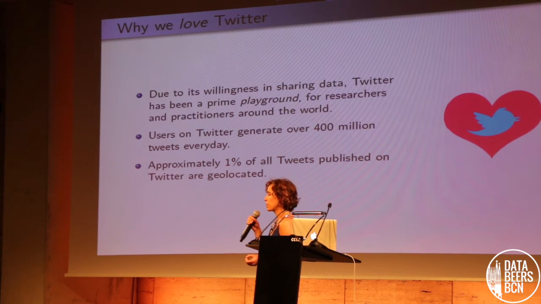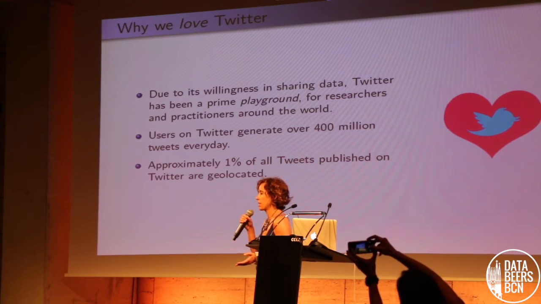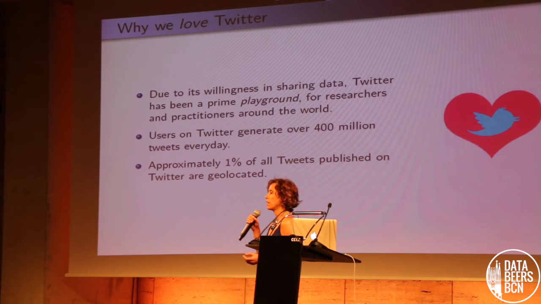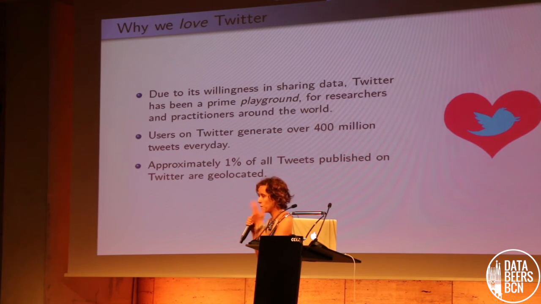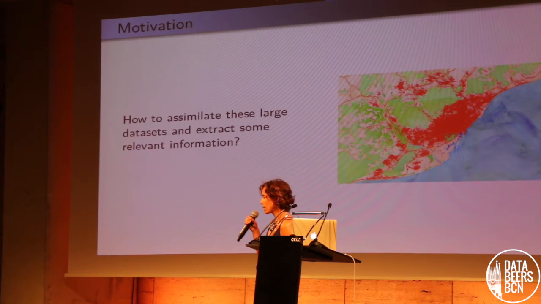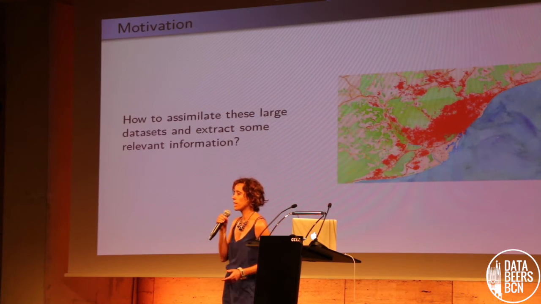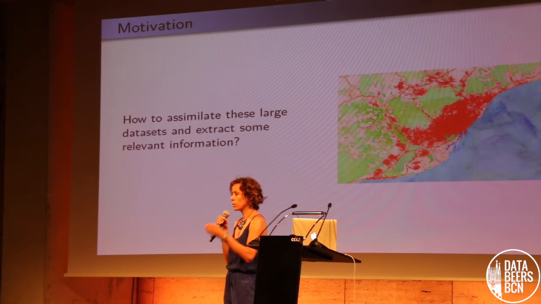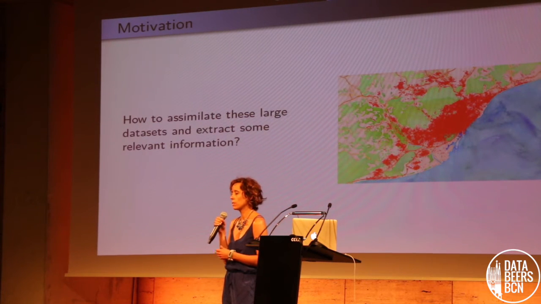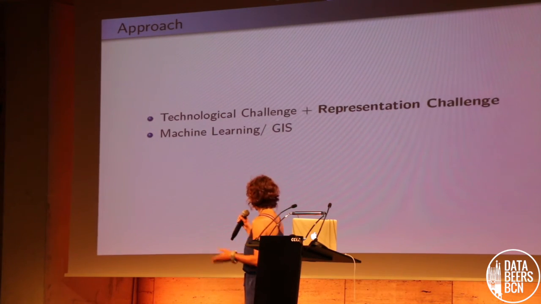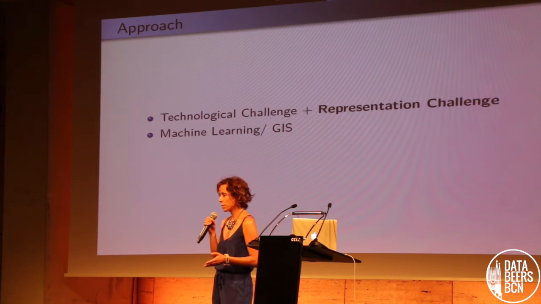And this raises an important question: how to assimilate these sometimes huge data sets that could be easily perceived as noise by the human eye, and extract from them something which is relevant. I think here we have two challenges in place. On one hand, a more technological challenge, related to big data technologies. I'm not going to go into that today, although we are also working on this. The other one is more of a representation challenge. And here is where I think that machine learning and GIS can help, and I'm going to show you how in the next slides.